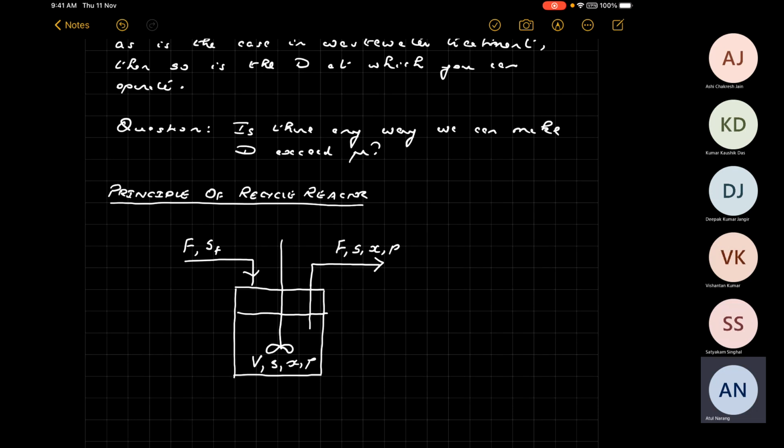Now the only change you are making is that you imagine that you have put a filter over here. This could be, for instance, right here, you put, for example, a membrane filter. This is the only change you have made to the original chemostat setup. And this membrane filter allows only cells below a certain size to go through.